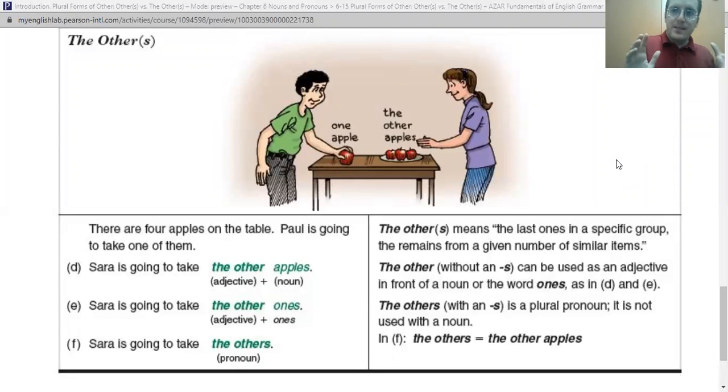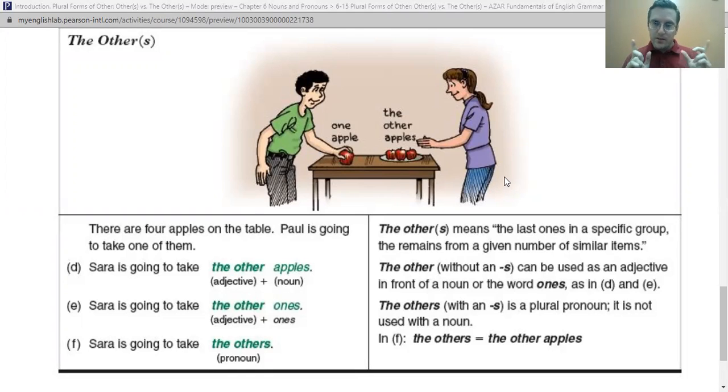Here we have a similar situation with two people, Paul and Sarah. Paul is taking one apple. There are three other apples on the table. So now we have plural apples, okay? They're the other apples, okay? So we have 4 apples on the table, 1, 2, 3, 4. Paul is taking one of them. Sarah, she's not taking 1 or 2, she's taking all of the other apples.